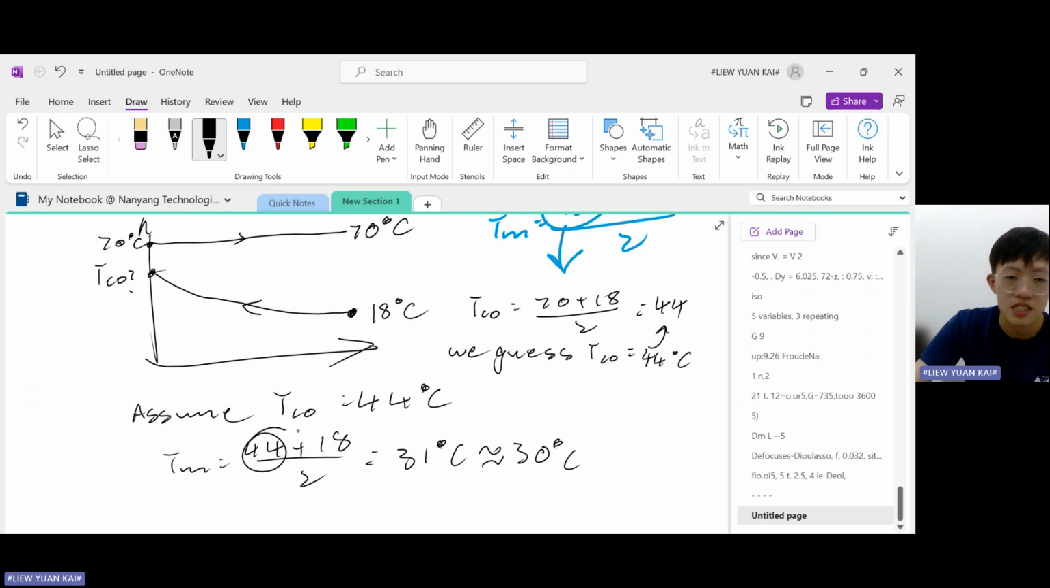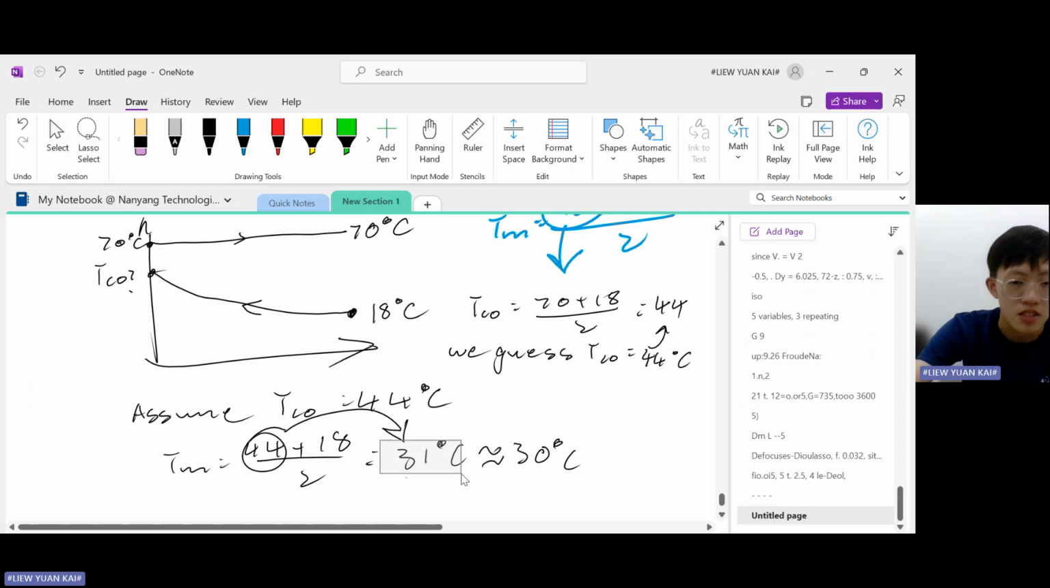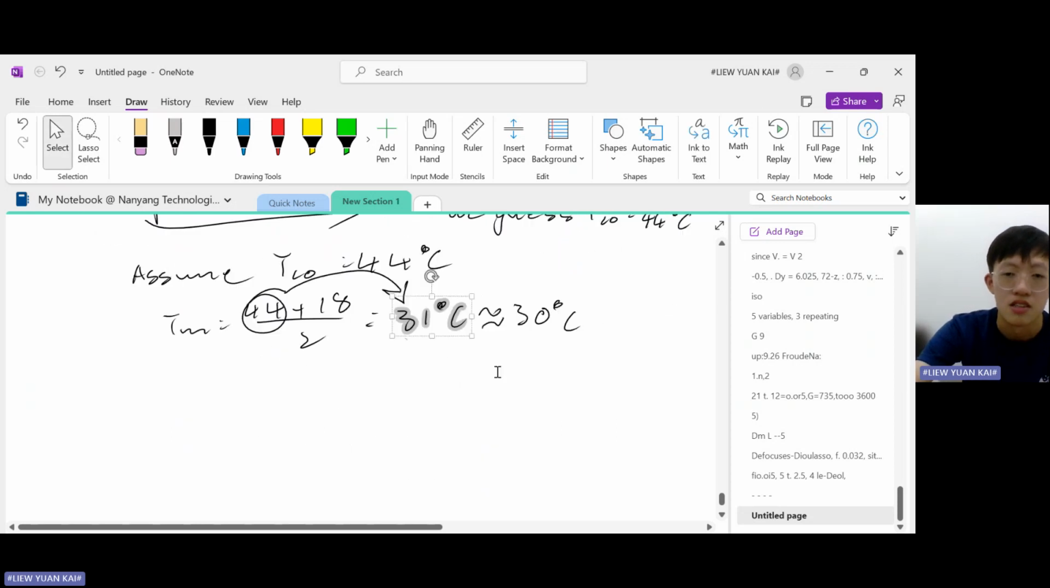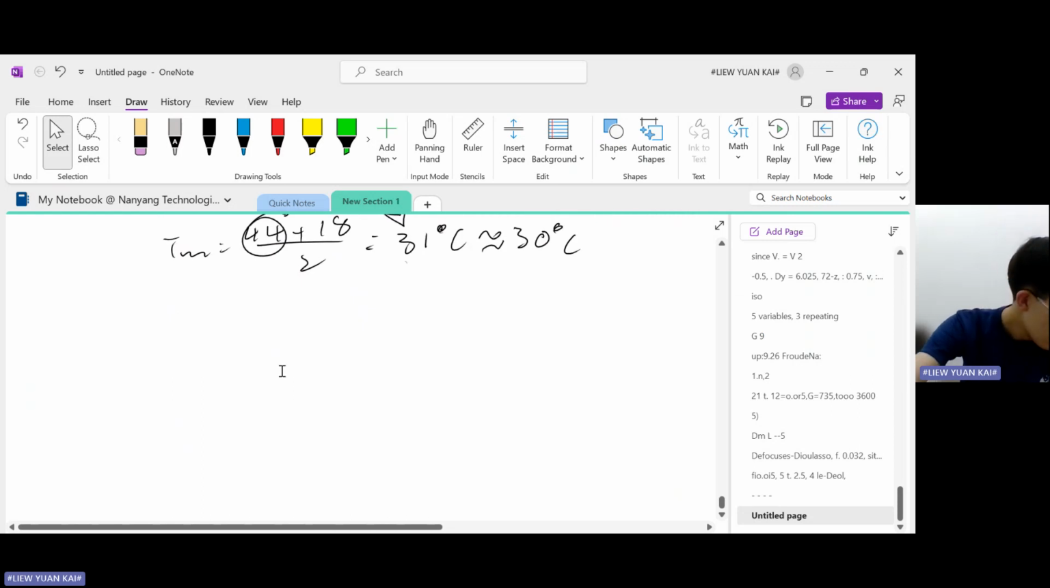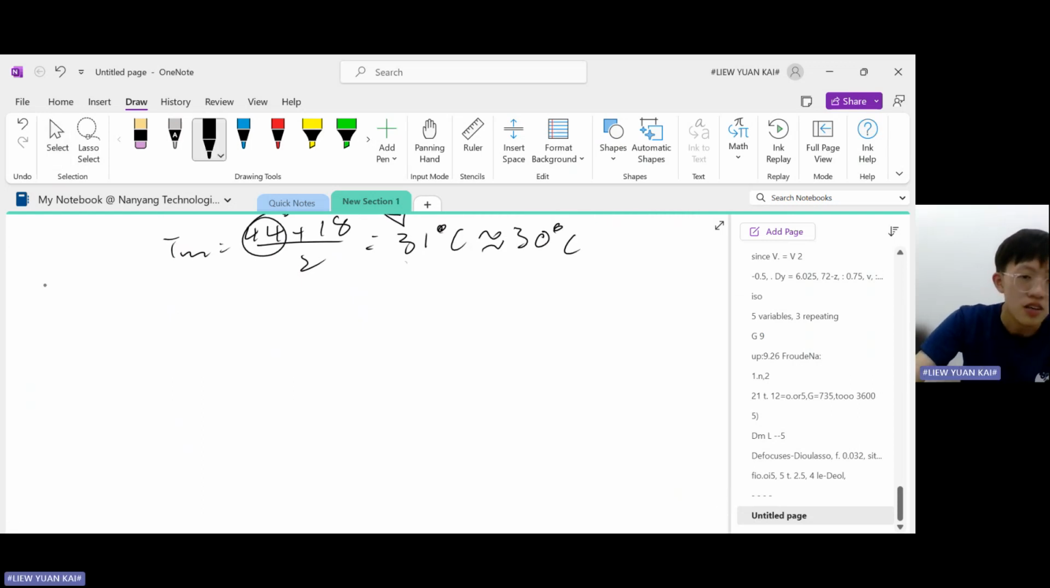Since this is a guess, you make a guess to calculate out some value. You can round it off so that you can get it straight away in the property table without any interpolation, because if you do 31 degrees Celsius, you need to do interpolation. So let's just round it off to 30 degrees Celsius, which is available in the property table. Once you guess 30 degrees Celsius as the mean temperature, you find the CP.